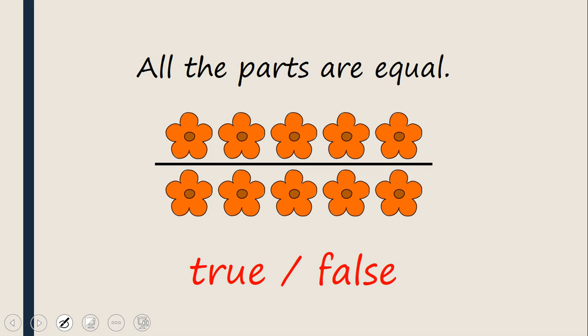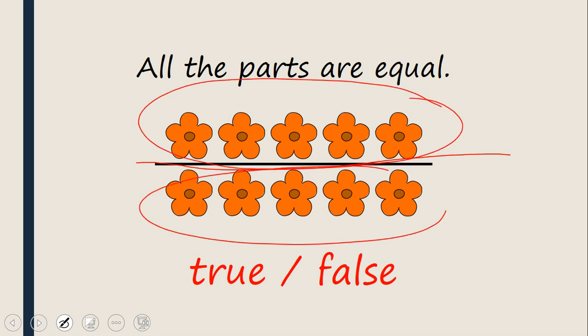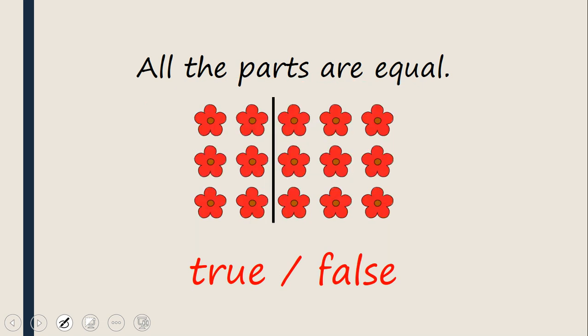Now, here we have a line and objects. So you should remember from your division and multiplication if these two groups are equal. So this one and this one, are they equal? True or false? If you guess true, you are right. There's 1, 2, 3, 4, 5. 1, 2, 3, 4, 5. So 5 and 5 is equal.